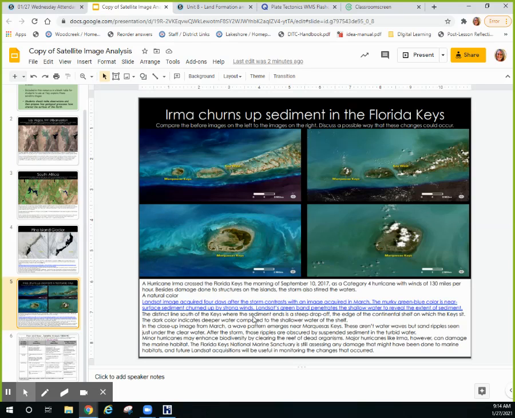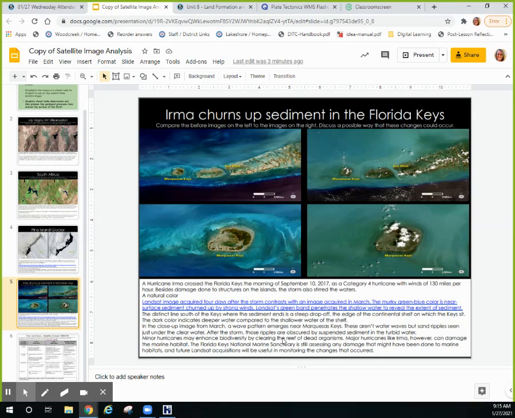The distinct line south of the Keys where the sediment ends is a steep drop-off. So if you look in this first image, you can see a lighter blue color and you can see a darker ocean color. So that indicates that the depth increases at that darker color. The edge of the continental shelf on which the Keys sits, the darker color indicates deeper water. In the close-up image of March after the hurricane, a pattern emerges near the Marquesas Keys. These aren't water waves, but sand ripples. So these light greenish brown colored ripples, that's sand.